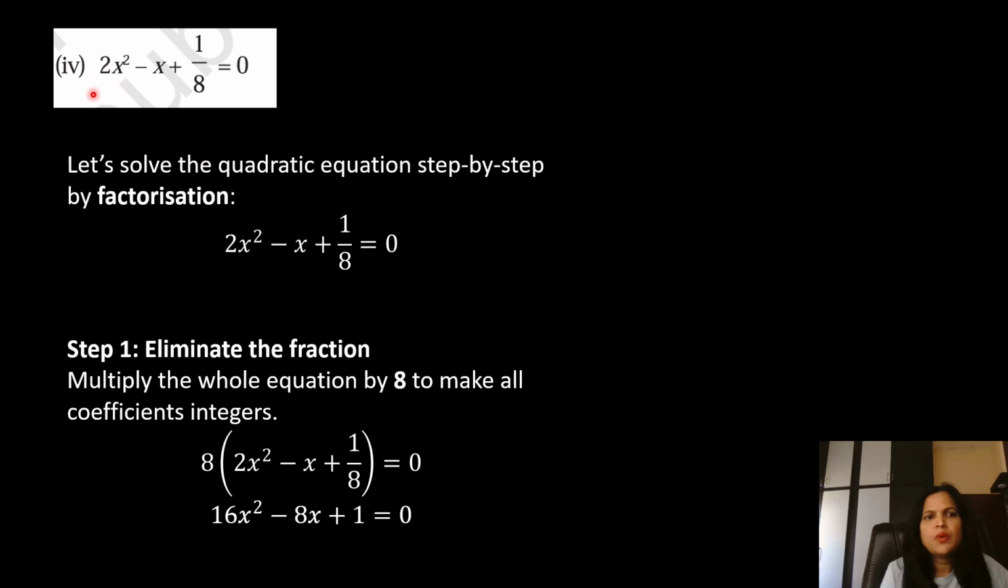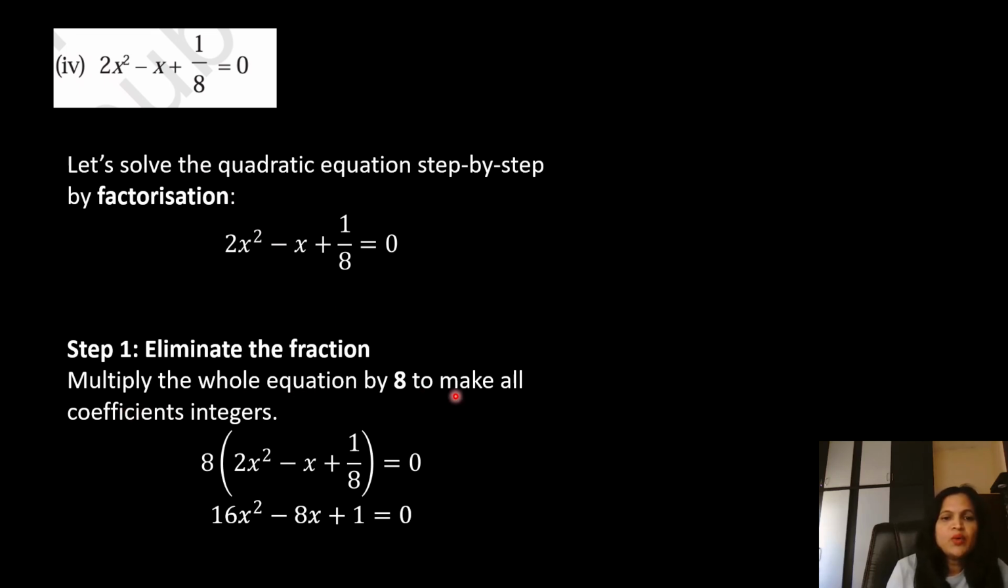Okay. Problem 4. 2x square minus x plus 1 by 8 equal to 0. Let's solve the quadratic equation by the factorization method. First step is to eliminate the fraction. To make it easy: if you keep it in fraction form, you can solve this problem, but it makes it difficult to think.